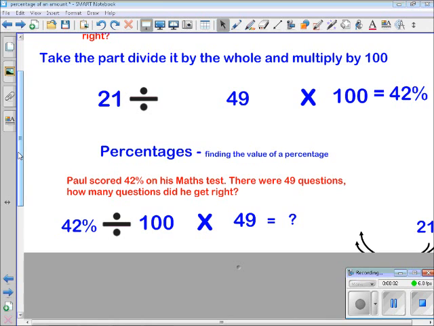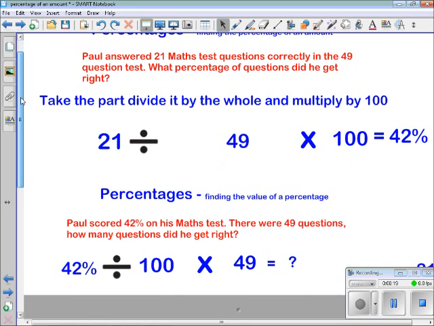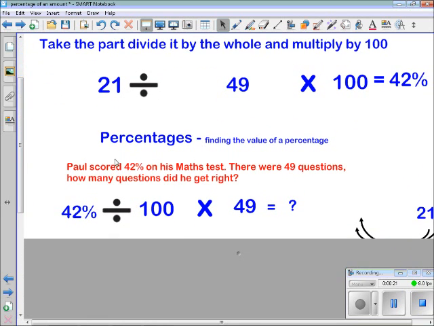Now previously, to find the percentage of an amount, we used this formula. So we took the part, we divided it by the whole, and then we multiplied it by 100. And we found out that our percentage ended up at 42%. Now to work out this sort of problem, where we've got the percentage, we've got the whole, and we need to find out the part.